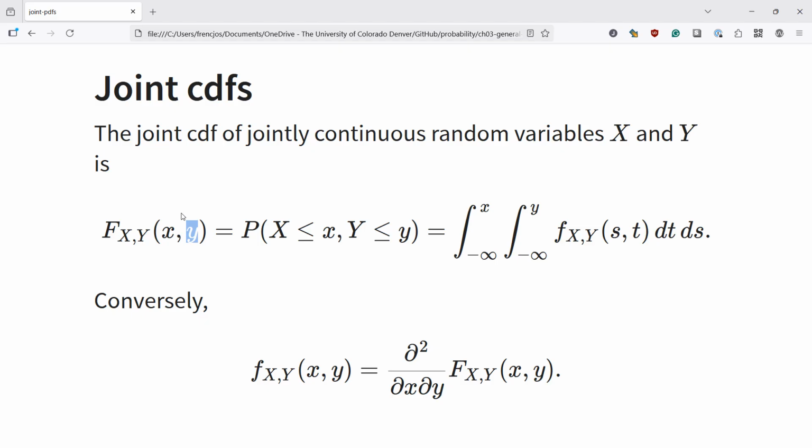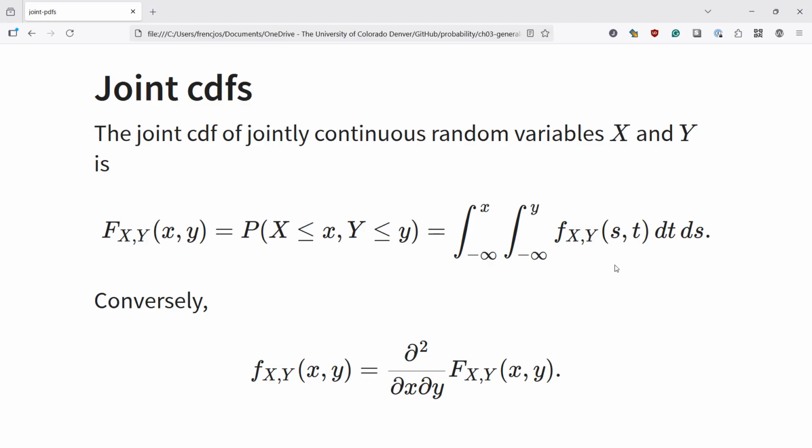So we have this notation, which is equivalent to the probability that the random variable x is less than or equal to the lowercase value of x, while simultaneously y is also less than or equal to lowercase y. And the way that we compute that probability from the joint PDF is by integrating the joint PDF with respect to t in this function from negative infinity up to y. And after we do that, we also integrate s with respect to negative infinity up to x.